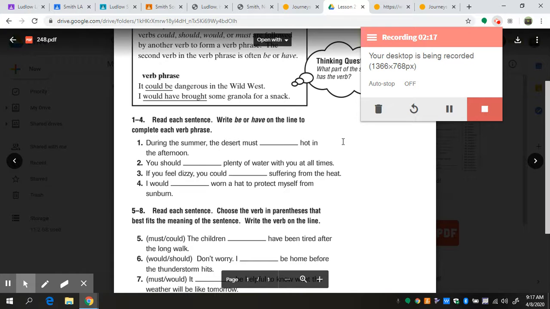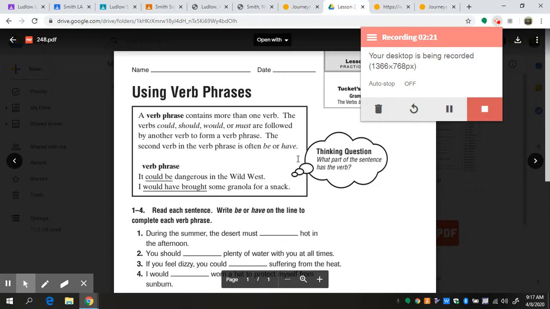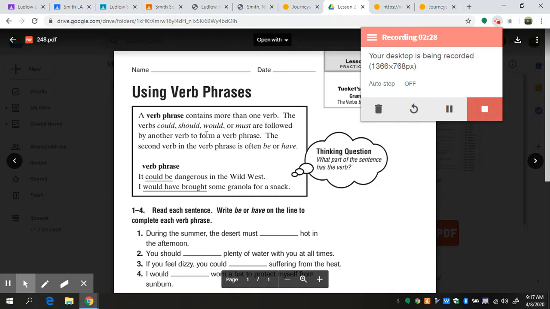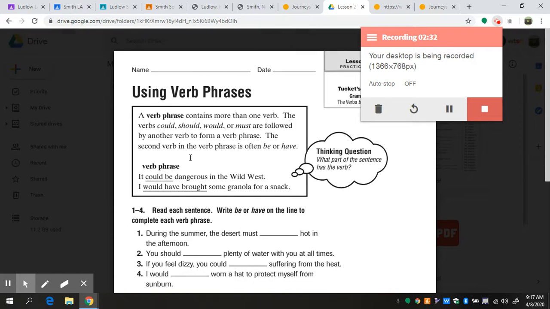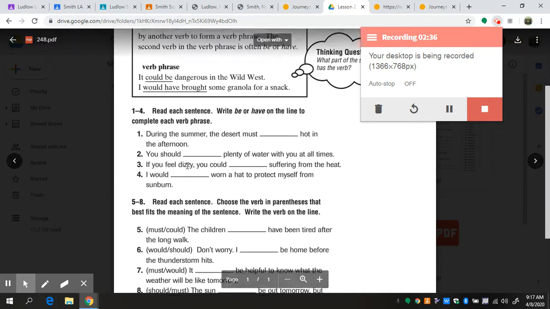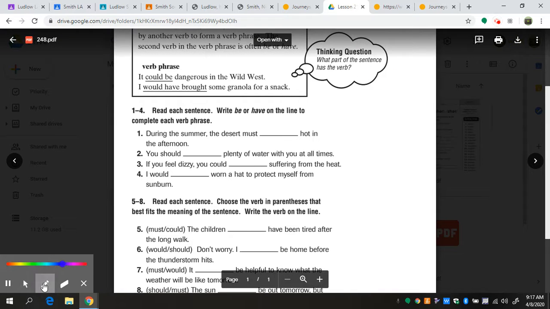Okay, so now let's look at this other page. We are going to be doing the same kind of idea, just a little bit differently. A verb phrase contains more than one verb. The verbs could, should, would, or must are followed by another verb to make a verb phrase. The second verb in the verb phrase is often be or have. So let's look at 1 through 4. Read each sentence, write be or have on the line to complete your phrase. I'm going to do the first one in the first section for you and one in the second section for you.